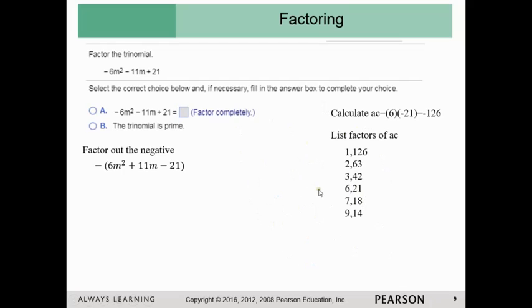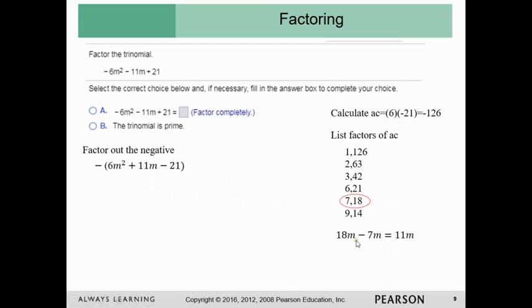Now what we're looking for are factors of AC that will also sum up to the middle term of positive 11. Notice also we have a positive and a negative here. So that means that subtraction is going to occur in the sum. So one's going to be negative, one's going to be positive. Looking at 7 and 18, 18 minus 7 gets us positive 11.